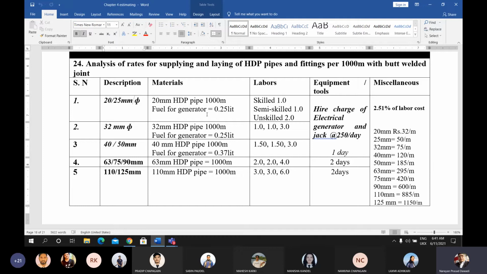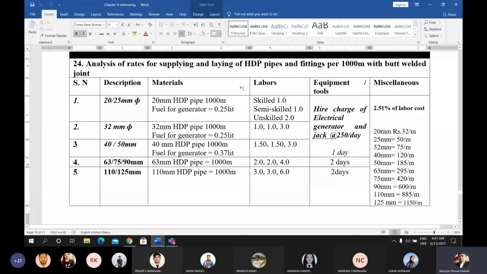After providing electricity, that electricity can be used for the heating mirror at the power supply. After heating the mirror, the pipe can be joined by heating from both sides of the mirror and joining as soon as possible, and we can make the joint. And 20 mm diameter is 100 meters. Fuel for generator 0.25 liter.